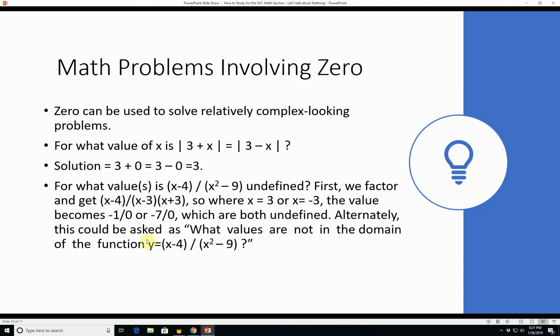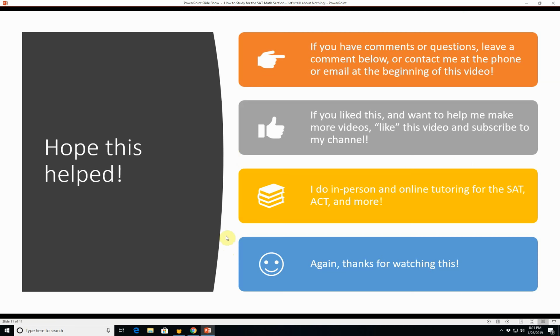Alternately, this question could be asked as what values are not in the domain of the function y equals x minus 4 divided by x squared minus 9. So you'd have to know the domain is the x values, and you'd have to know that when you factor this, you find out that, oh, okay, 3 and negative 3 both give you a division by 0 problem, so those can't possibly be acceptable x values, so they're not in the domain of that function.